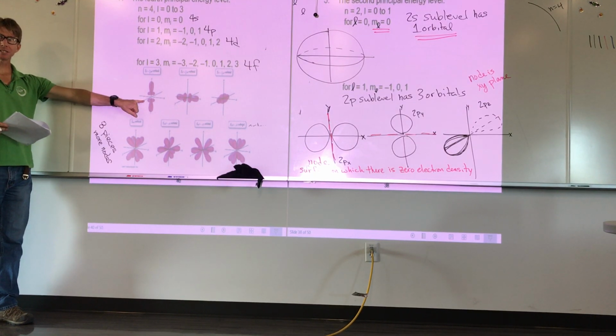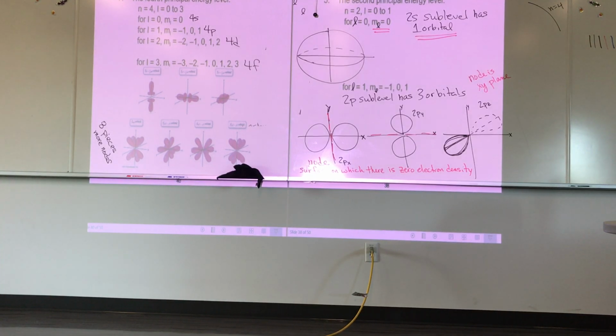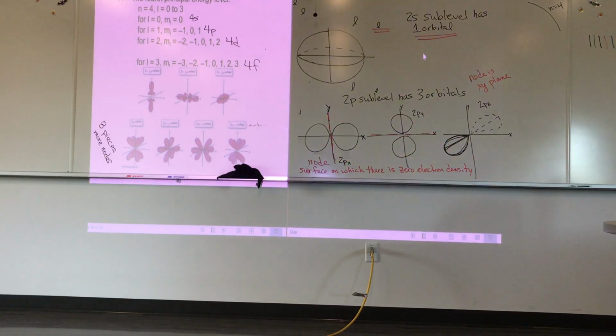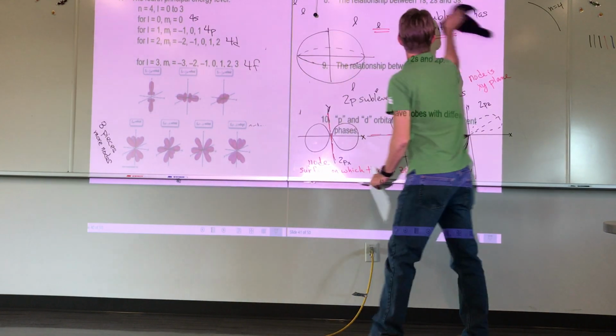Again, you should recognize an F orbital, but I won't ask you to draw it. All right. Well, now we've got all the orbitals that we need. Let's start drawing some overlap. The relationship between 1s, 2s, and 3s.